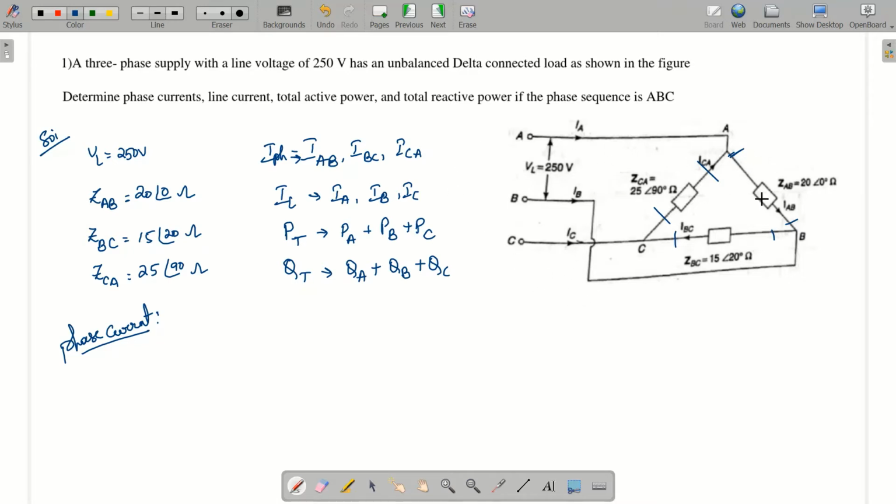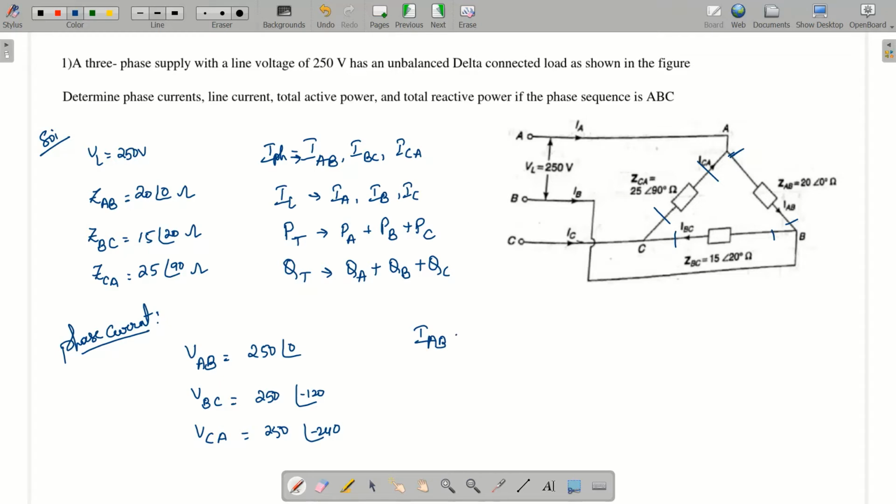As each phase is connected between 2 lines of a balanced voltage, I can write VAB equal to 250 at an angle of 0, VBC equal to 250 at an angle of minus 120, and VCA equal to 250 at an angle of minus 240. First we have found the phase voltages, then it is easy to find the phase currents.